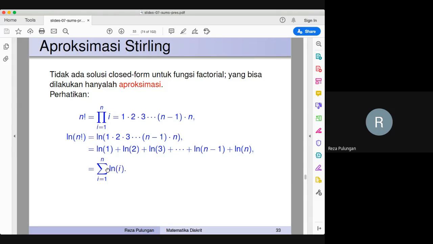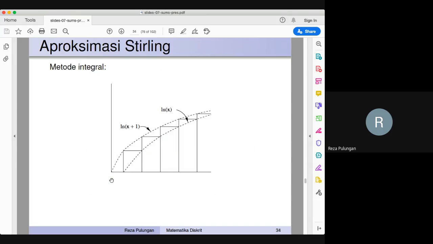Now, let's continue with this one. How do we go on with this one? Well, because this is an approximation, we can do this by the integral method. This is the integral method, basically. Because this is an increasing function, the sum of i equal to 1 until n of the natural logarithm of i is less than or equal to the integral from 0 until n of the natural logarithm of x plus 1.